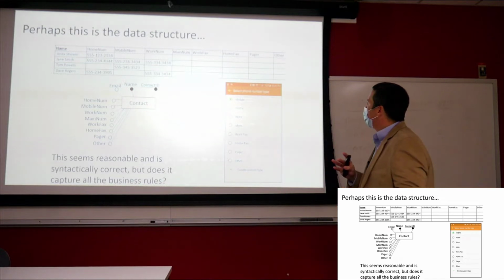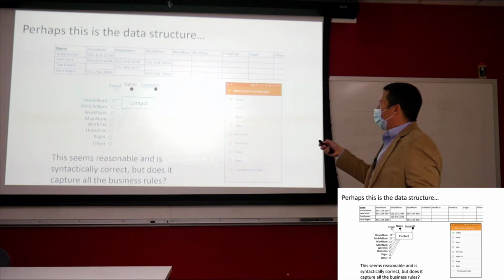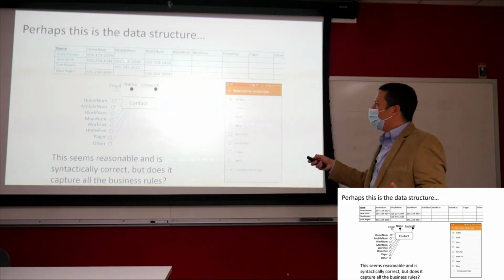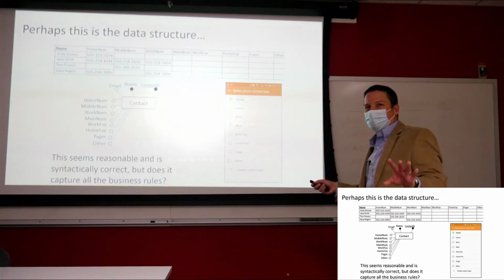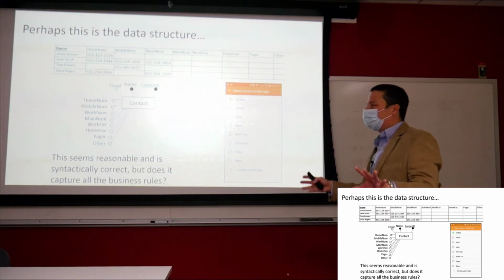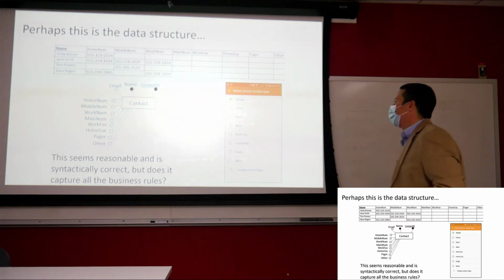I think it's a little bit ugly because I've got a lot of attributes here that don't have any values for most of my rows. That's something we want to try to avoid in our database design. We're going to come back and talk about that more later. So I'm not sure, but I think this captures the business rules as I see them right now.